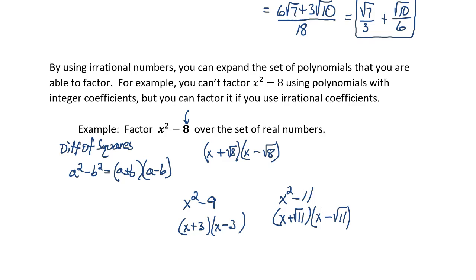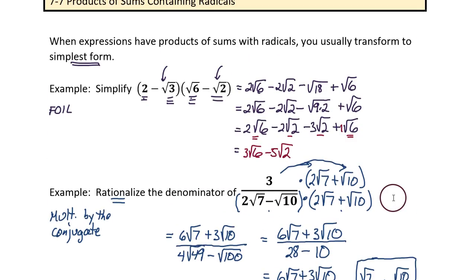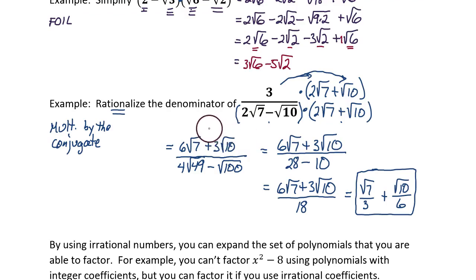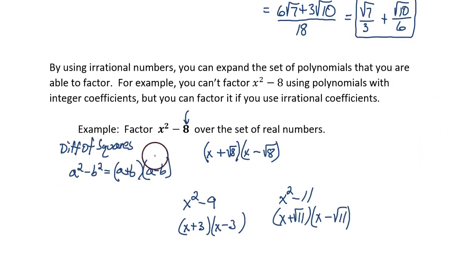Let's summarize the lesson. We started by practicing how to simplify products, meaning multiplication problems that involve radicals. Then we practiced rationalizing the denominator. The technique is to multiply top and bottom by the conjugate of the denominator. Finally, we factored something that we were not able to factor earlier this year, but if you use square root symbols, now we can factor.